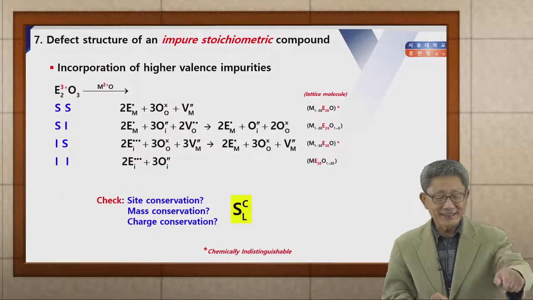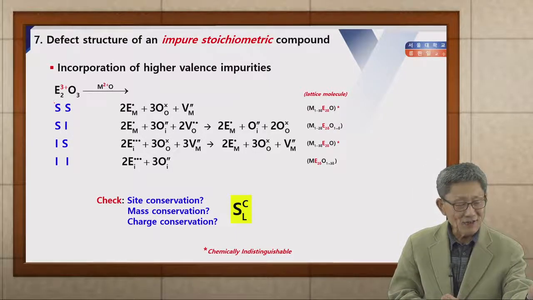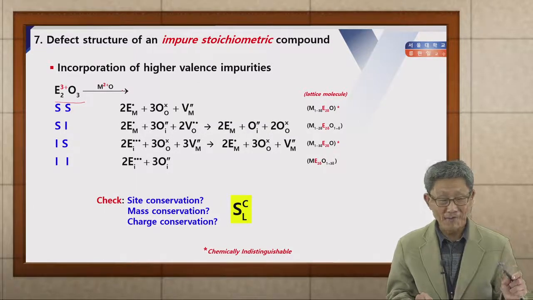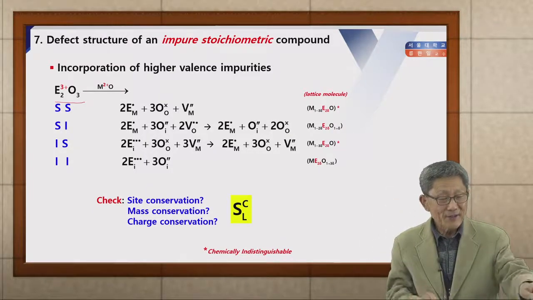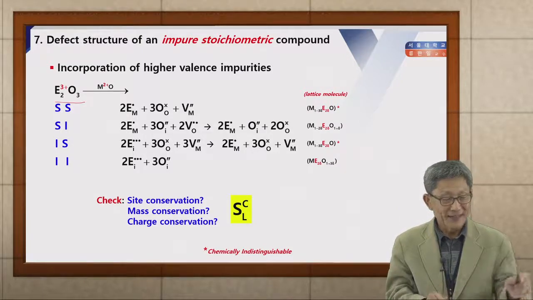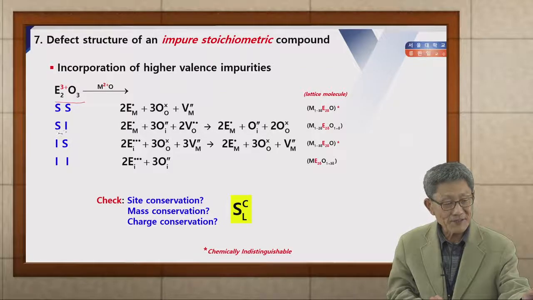Now let's consider the higher valence impurity case. Suppose that we incorporate, say, trivalent oxide, namely E2O3, into our host lattice MO. Again, we have two sublattices. Therefore, we can have only four possibilities which are exhaustive, namely substitution-substitution, substitution-interstitial, interstitial-substitution, and interstitial-interstitial.